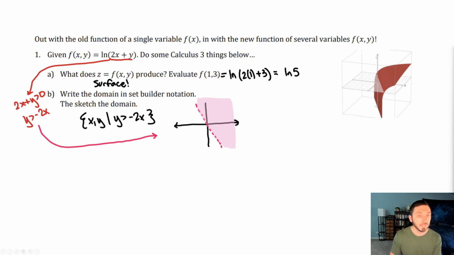We can say that the log of 5 is the output. In goes 1 and 3 for x and y respectively. So the z output is log 5, whatever that is. And then now this is where it gets a little different, right? So the domain is now with respect to x and y.